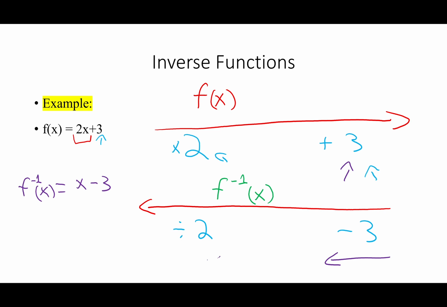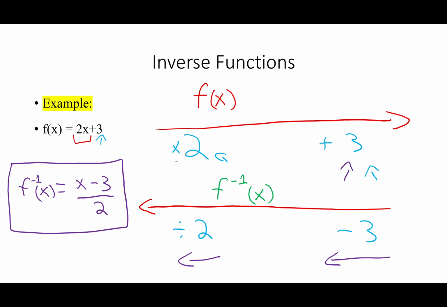Now we continue in this direction. We took x and subtracted 3, which gives some number. To undo the multiplication by 2, we now divide this whole quantity by 2. And there we go, we have our inverse function of x right here.